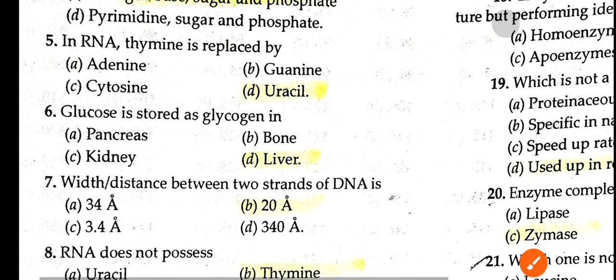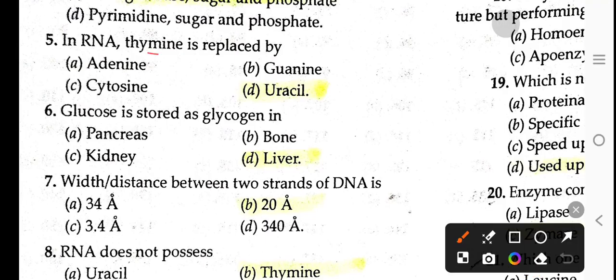Next one is: in RNA, thymine is replaced by. So we know that thymine is replaced by uracil in case of RNA. DNA consists of adenine, guanine, cytosine and thymine, and RNA consists of adenine, guanine, cytosine and uracil. Uracil is present in case of RNA instead of thymine.